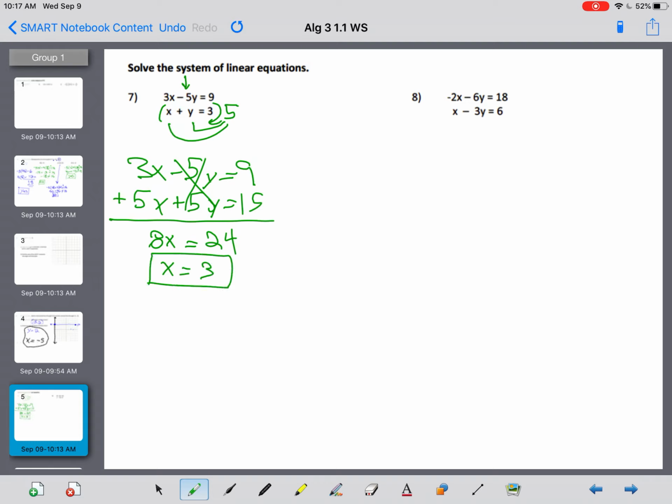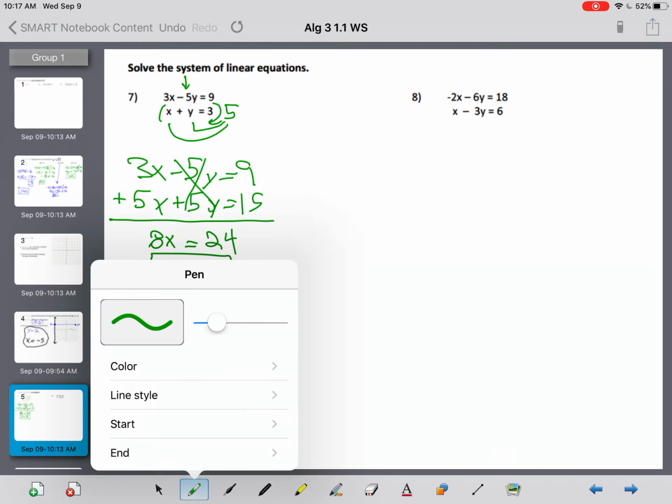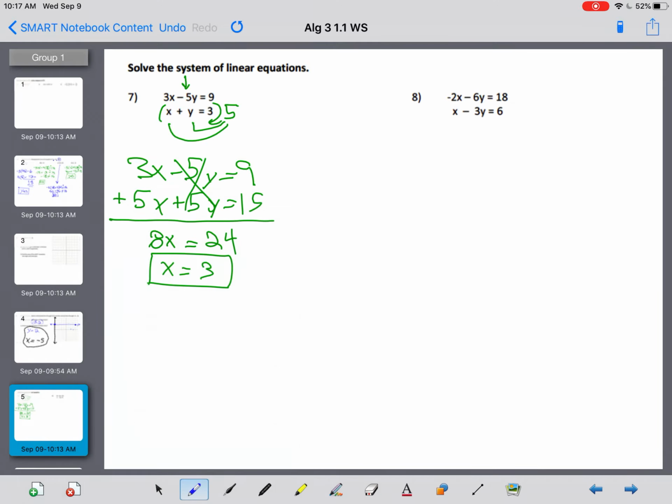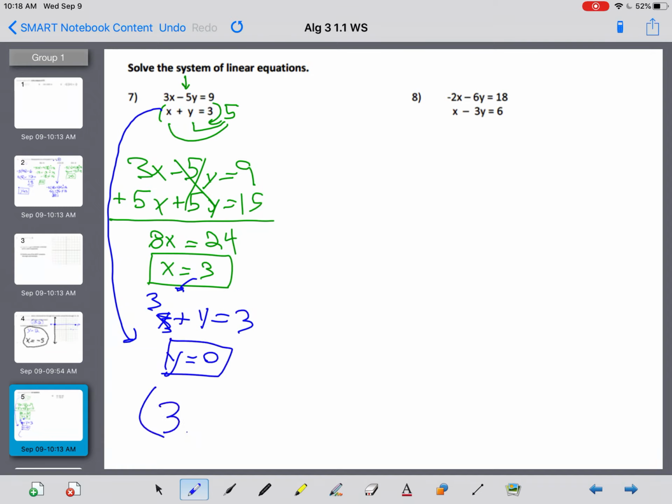So I've got one of the variables. I need to try to find the other. So I'm going to pick the second equation because it looks a little simpler. I'm going to say x plus y equals 3. I'm going to substitute a 3 in here from up here. And 3 plus what is 3? Y has to equal 0. Now our final answer is really an ordered pair. So the x is 3 and the y is 0.